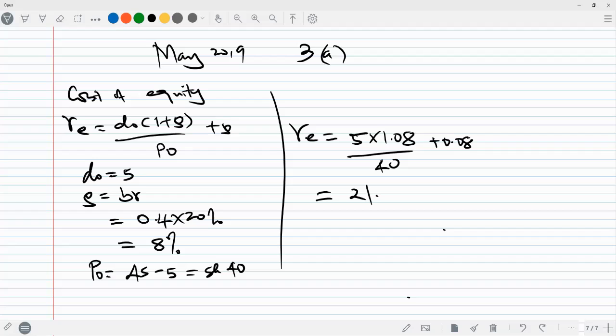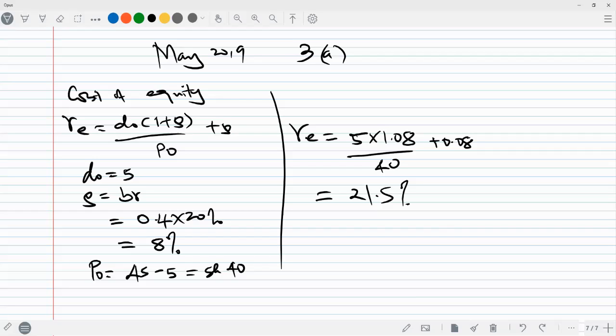21.5%, therefore, the cost of equity is 21.5%. And if you don't know something, don't write it down. It's better that you write down something that you know. And in case there's any question, don't hesitate to ask.